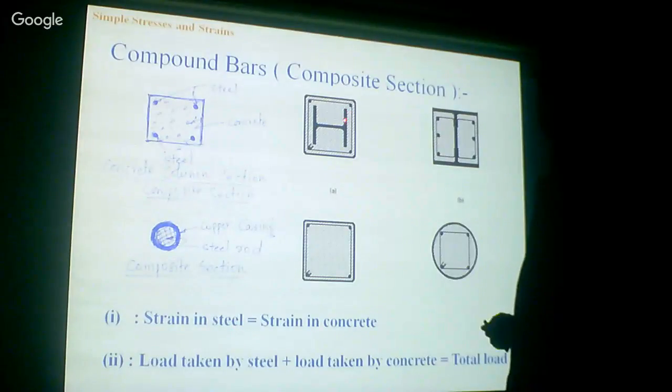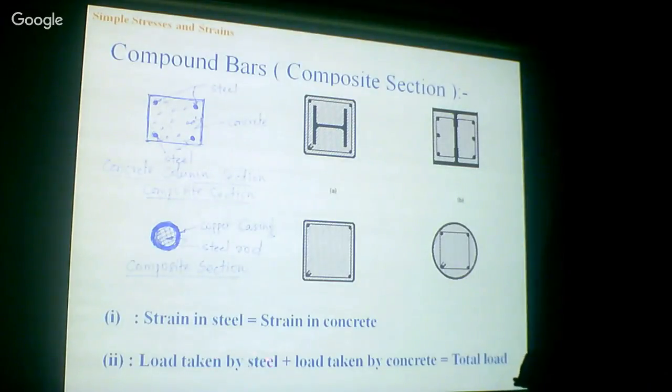Now when you apply force on a composite column, there is deformation, that is a change in length of the column. One material is steel and the other is concrete, and the deformation is the same, therefore strain in steel is equal to strain in concrete. And also the total load is resisted by both materials: the load taken by the steel plus the load taken by the concrete is equal to the total load. That is, the total load is shared by both materials, and depending upon their capacity and strength, both materials will carry the load.